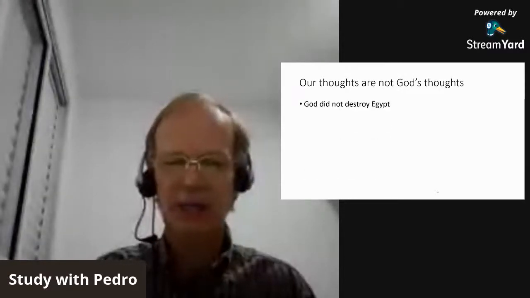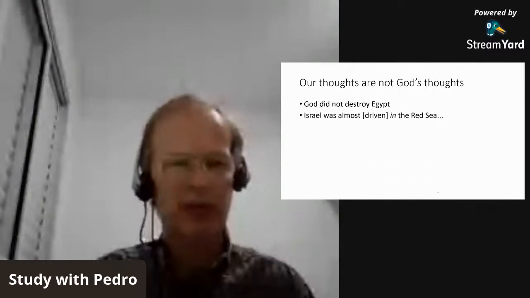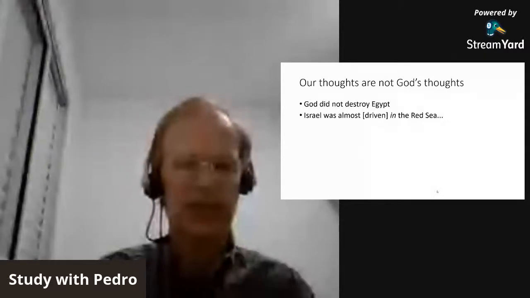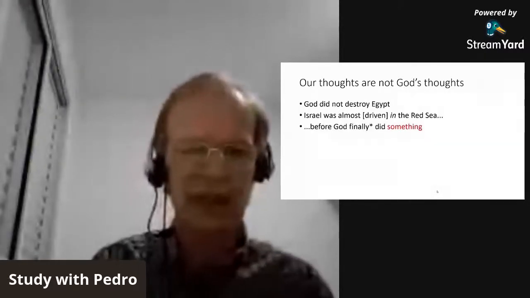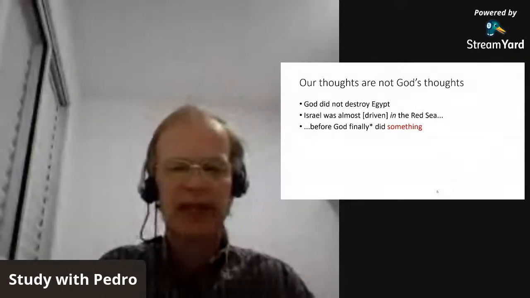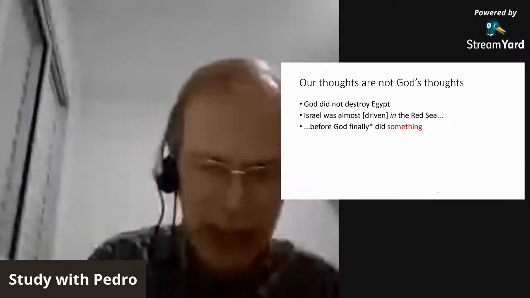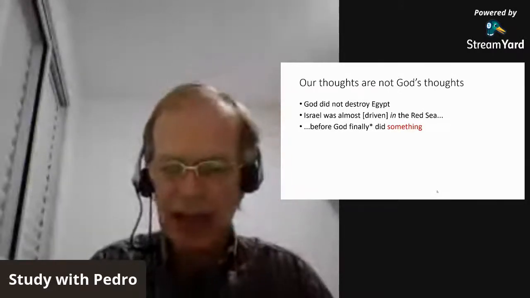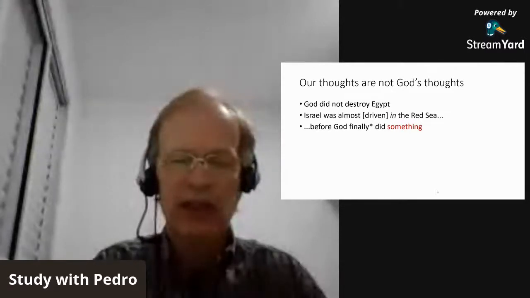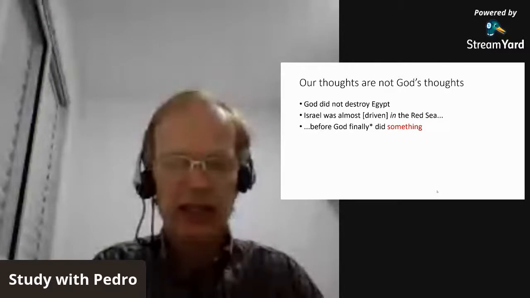God did not destroy Egypt. Israel was almost driven into the Red Sea before God finally did something. And everybody complained. We're good people. Why are we going in the desert for 40 years? We're good people.